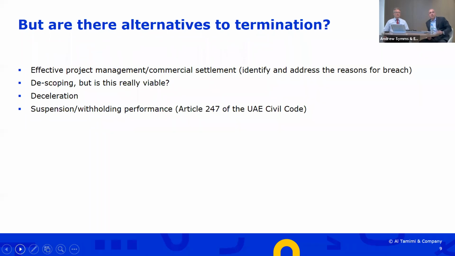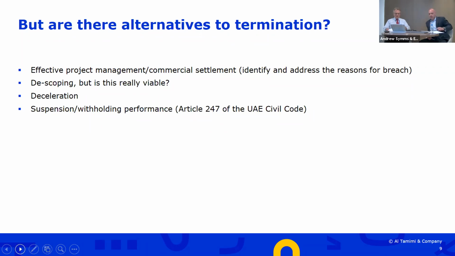And from a contractor service provider perspective, if you're not being paid, for example, what can you do? You want to basically fire a shot across the bows of the employer to look at maybe decelerating performance, or maybe suspending or withholding performance. Ideally, you'd have the right under the contract to do so, but you haven't got the right under the contract. There is typically assistance available under local law, such as Article 247 of the UAE Civil Code. But just on that point, it's very important to act fairly and proportionately in these situations.